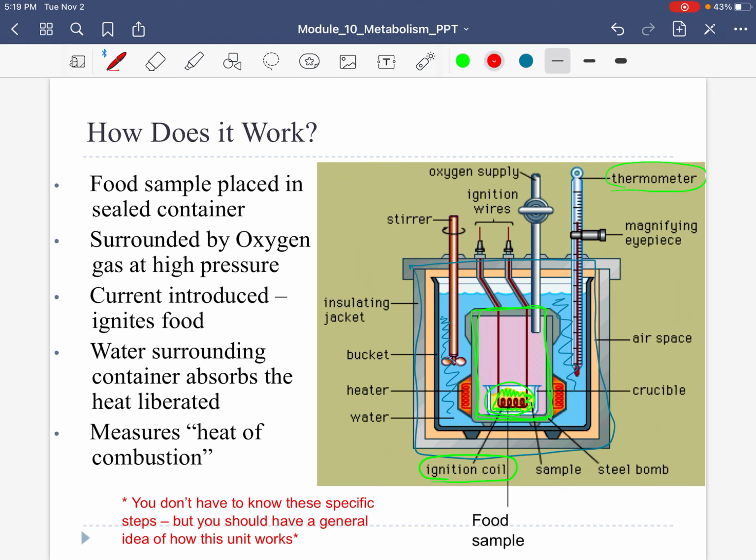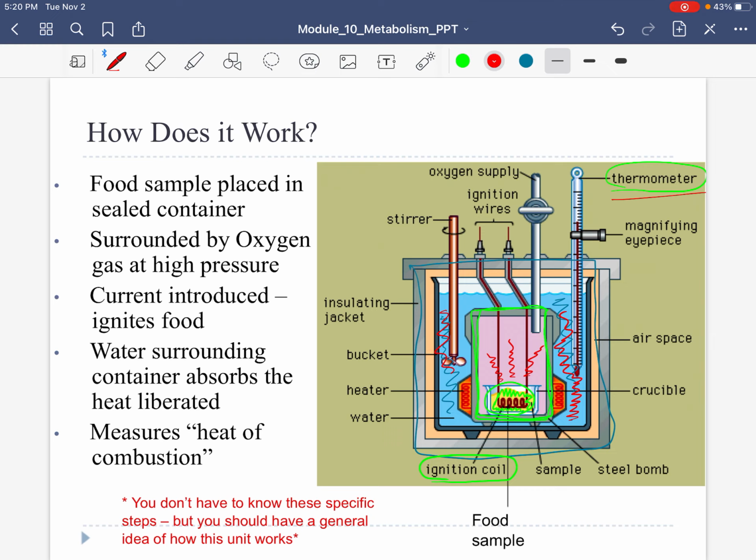And then, wait a minute, ignition coils. Ooh, we blow the food up. That's really exciting. We burn the food. As you burn the food, it will release heat. As it releases heat, the temperature in the surrounding water goes up. So we retake the temperature based off of the amount of heat that the water goes up. Let me say that again. The amount of heat the water takes on and the amount in degrees that the thermometer goes up, it plugs that into a formula and spits out a number.